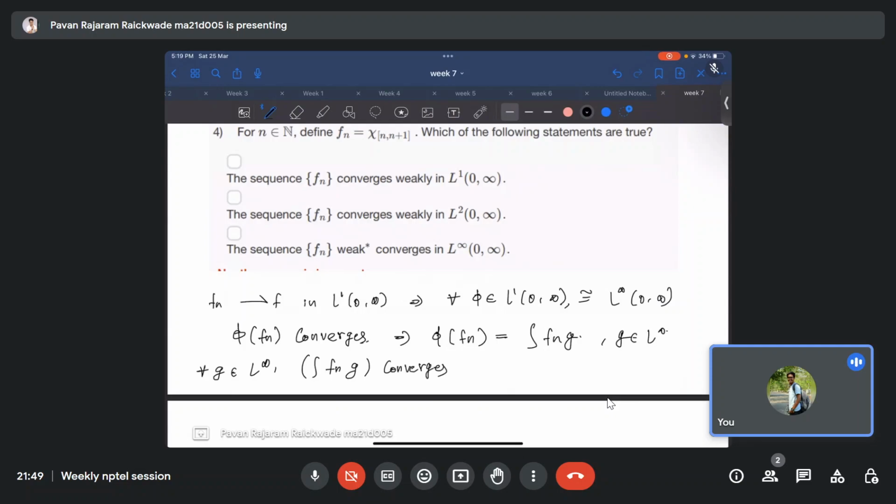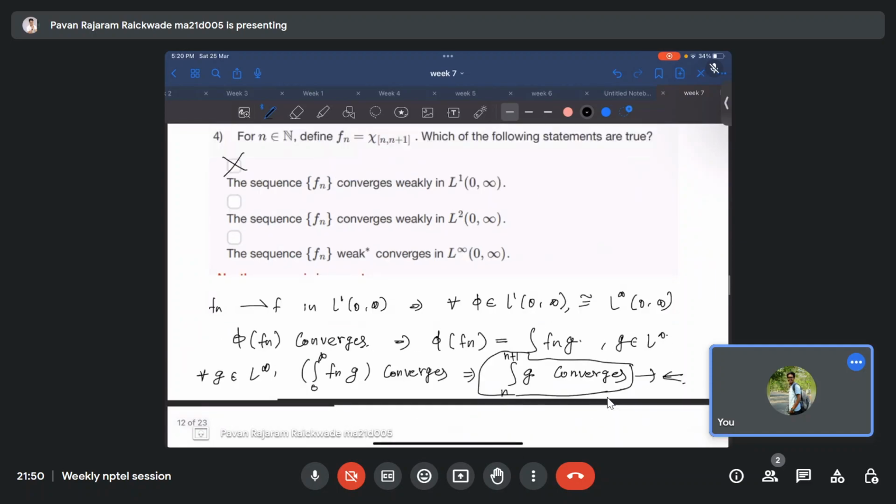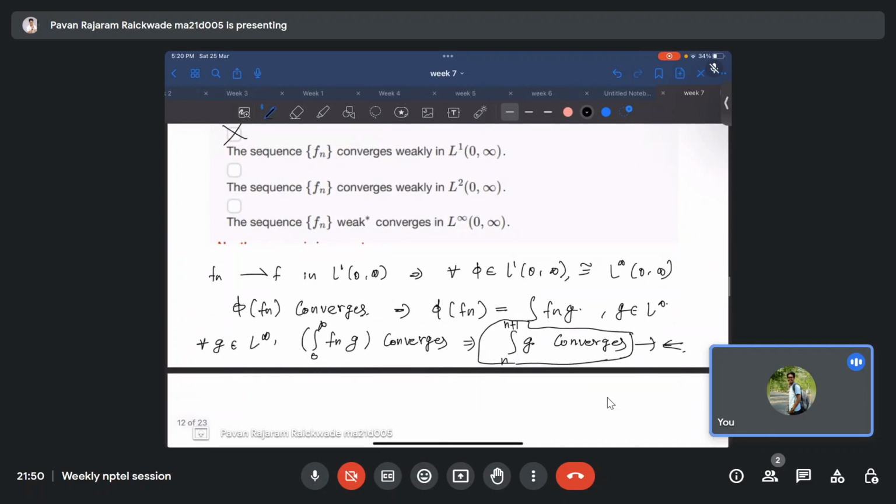Over 0 to infinity, that means, since fn is supported on [n, n+1], the integral from n to n+1 of g converges. But this is absurd. You can define a function g in L infinity so that this never converges. Try to define such a function. So this is wrong. Okay, so we'll go to option B.